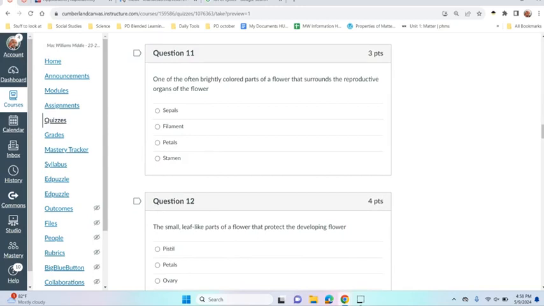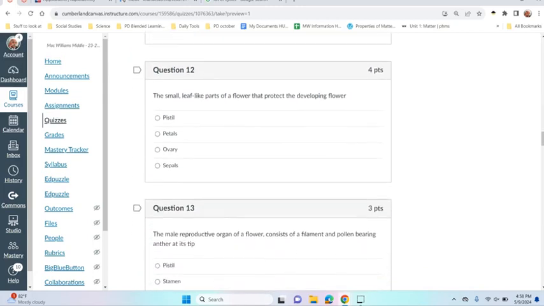Number 11. One of the often brightly colored parts of a flower that surrounds the reproductive organs of the flower. Is that sepals, filament, petals, or stamen? Number 12. The small leaf-like parts of a flower that protect the developing flower. Is that pistil, petals, ovary, or sepals?